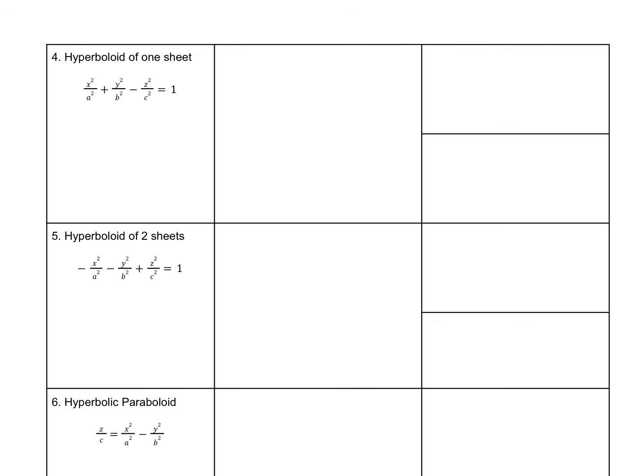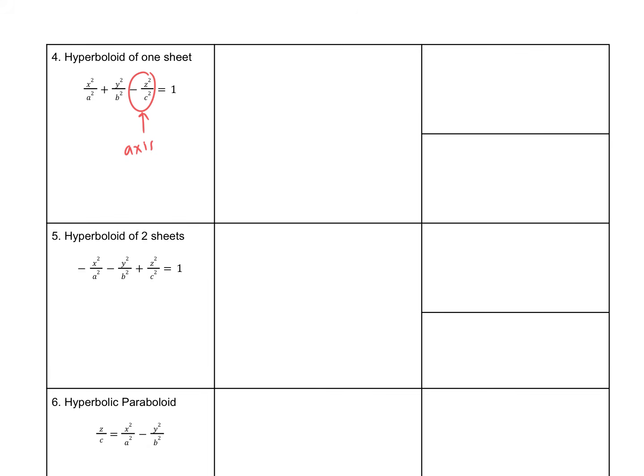Okay, next one is called a hyperboloid of one sheet. What you're going to notice is it has the x squared, y squared, and z squared again, similar to an ellipsoid, but it does have the negative. And again, any of the variables could be negative. This tells us the axis. So this hyperboloid of one sheet is going to be along our axis.